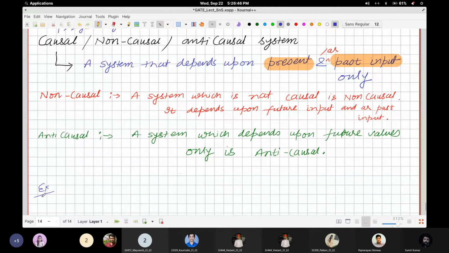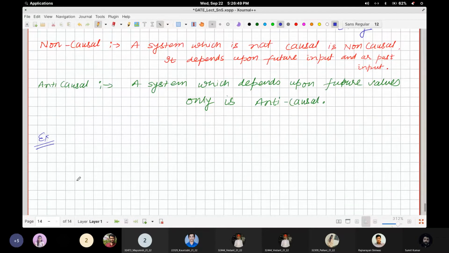So let's see some example here. Let's say that we have a system in which y(t) is equal to cos of x(2t). Tell me whether this system is causal, non-causal or anti-causal. Y of 0 will depend upon what? If I put t equal to 0, cos of x of 0, right? So it depends upon the present input.